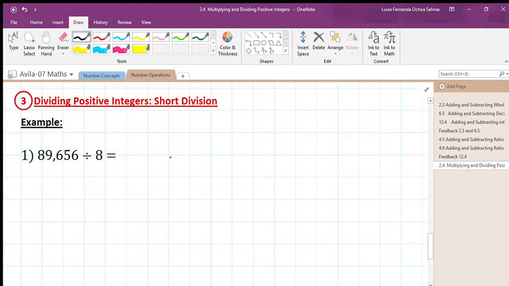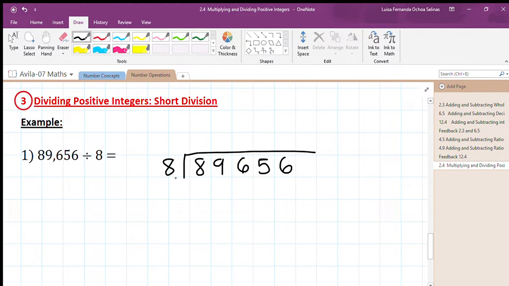So I'm going to do 89,656, again, use your grids. I'm going to be using one digit per grid, so I make sure that I'm using the correct place value. So 89,656 divided by 8.